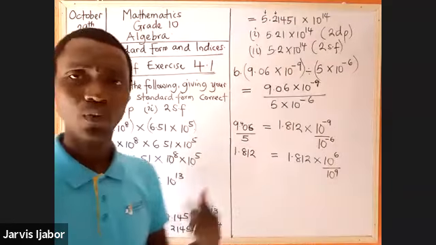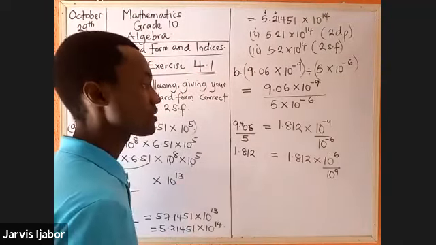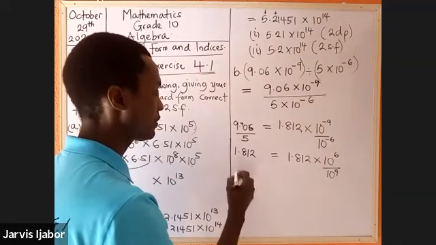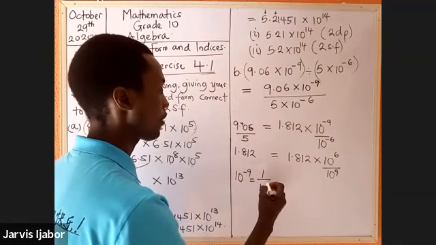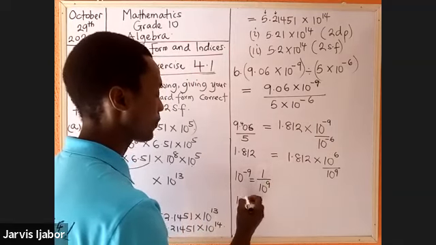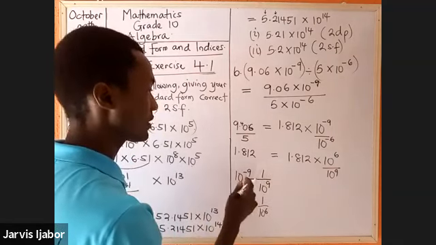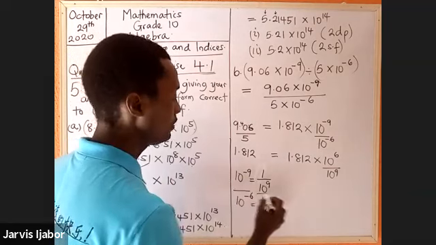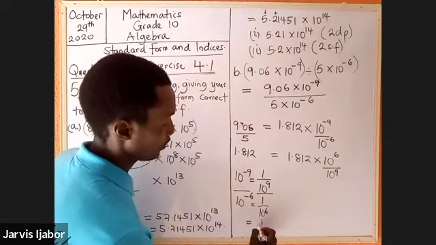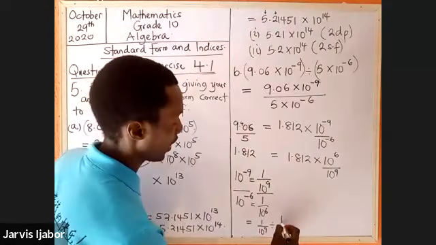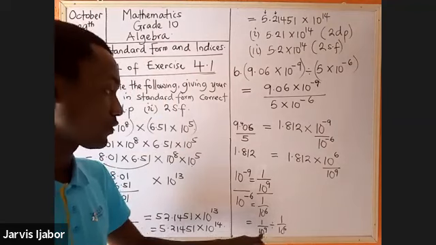Now, somebody is asking me, what has just happened? Take note of this. 10 raised to the power of -9 is equal to 1 over 10 raised to the power of 9. And 10 raised to the power of -6 will be 1 over 10 raised to the power of 6. So if you now say this divided by this, you're implying that this will be 1 over 10 raised to the power of 9 divided by 1 over 10 raised to the power of 6. And from elementary mathematics, you know that this will be 10 raised to the power of 6 over this.